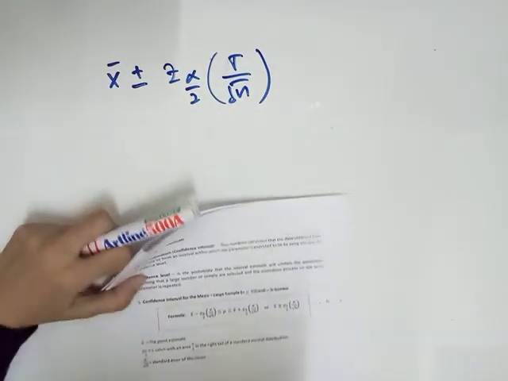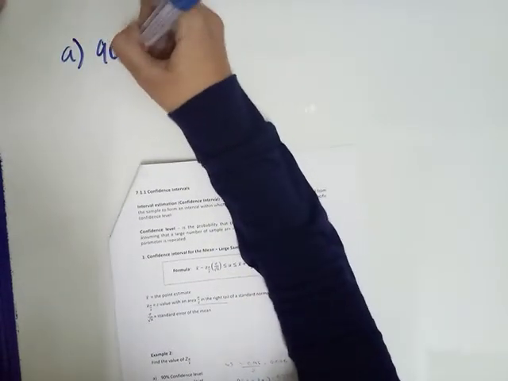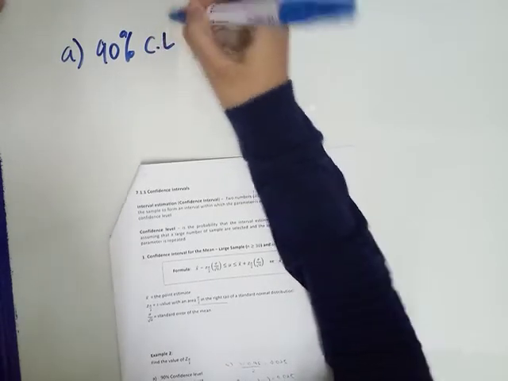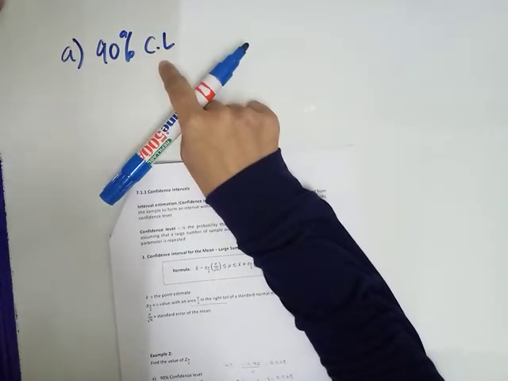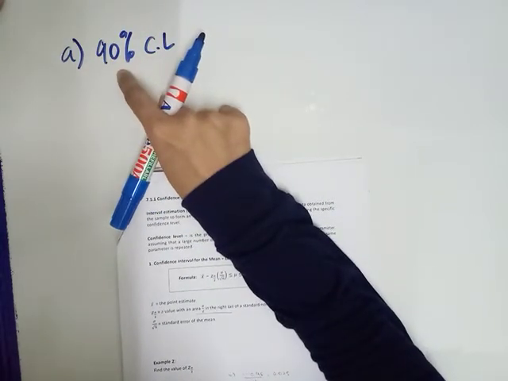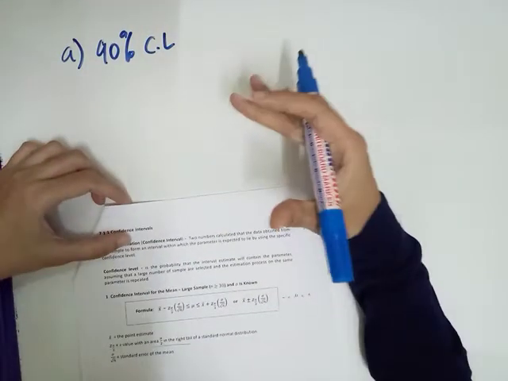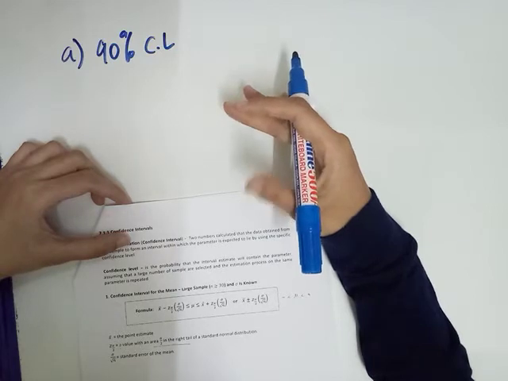Okay, look at example 2. Find the value of z alpha over 2 where the confidence level is 90%. CL means confidence level. This will be given in the question. The 90% confidence level is the probability. So we need to find the area in the right tail of a standard normal distribution.